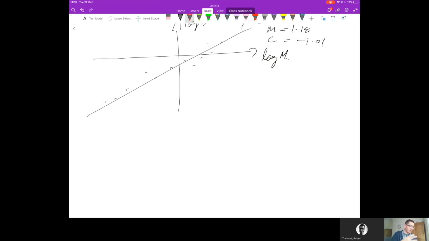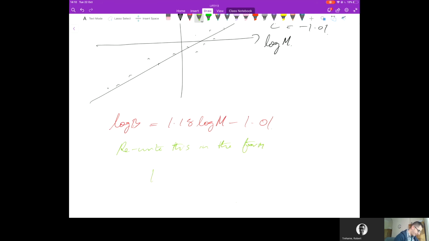Y is not just the brain weight, it's the log of the brain weight. So you have to write that in. Log B is equal to a gradient of 1.18 times the log of the body mass, log, I called it big M, minus 1.01. I've asked you to rewrite this in the form B is equal to A times big M, that's the body mass, to the power little m.